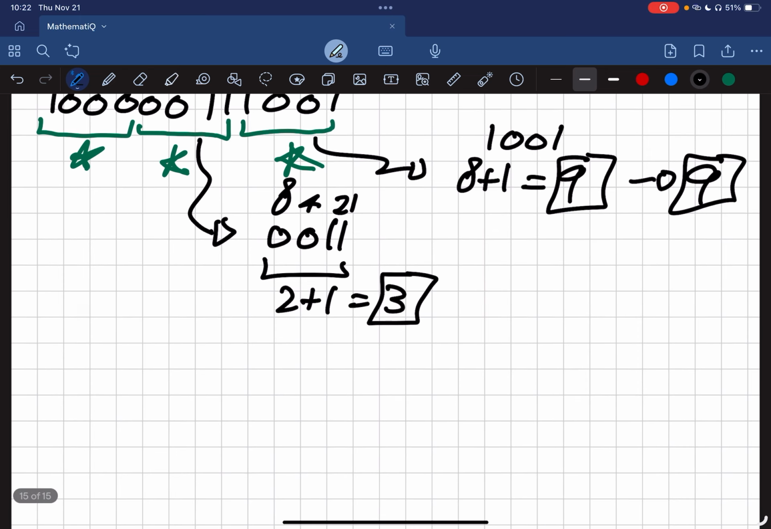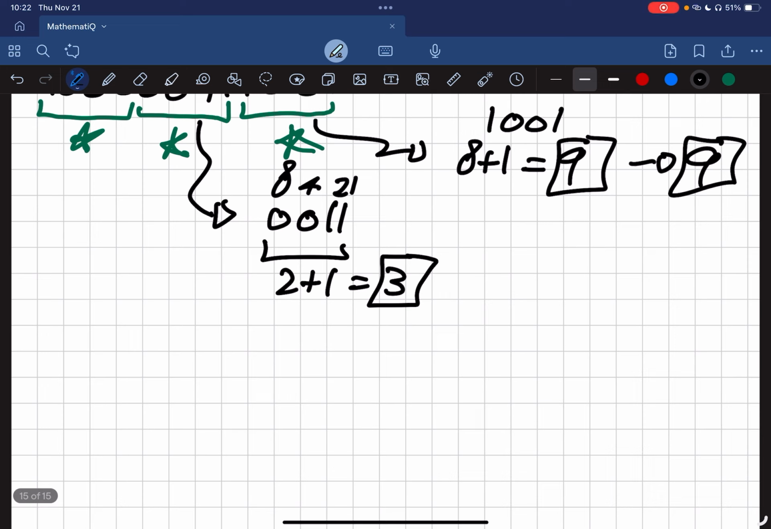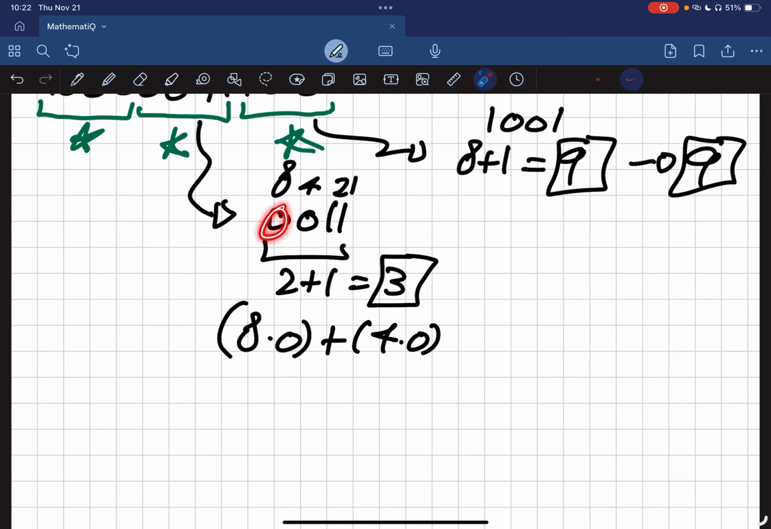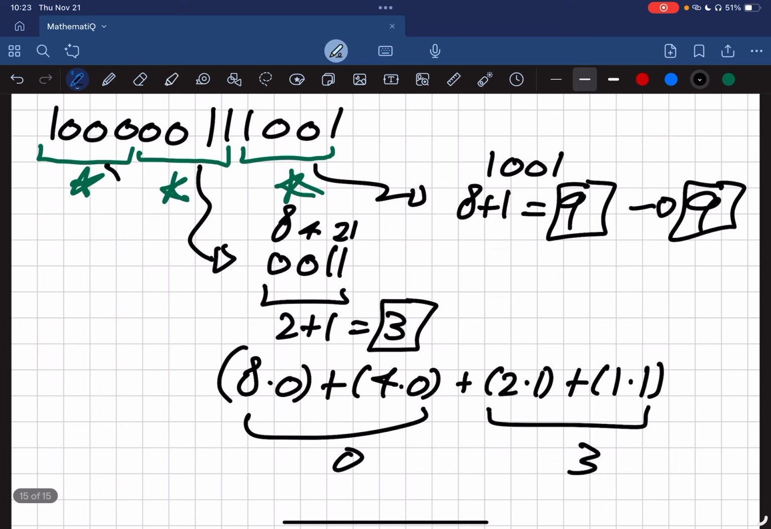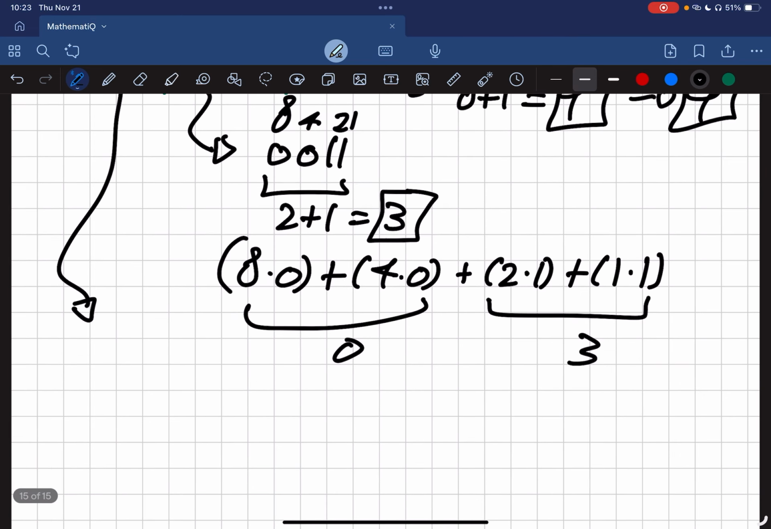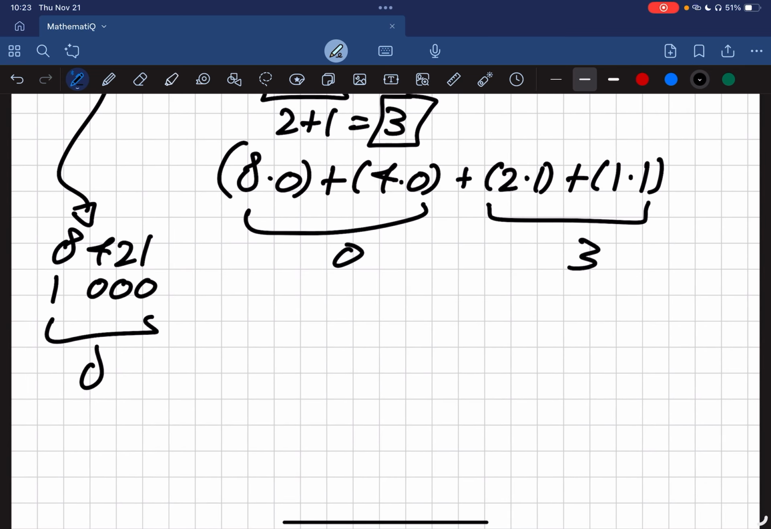Let me just cover this if it is unknown to some of you. The reason it's 3 and we're not considering 8 and 4 is because the digit in those spots is 0. So 8 times 0 plus 4 times 0. As you can see, we're multiplying each digit by its weight, and adding all of these together. So you get plus 2 times 1 plus 1 times 1. This is what remains: this goes to 0 and this goes to 3. And then if we take this part, it is simply 1000, and this is just 8.